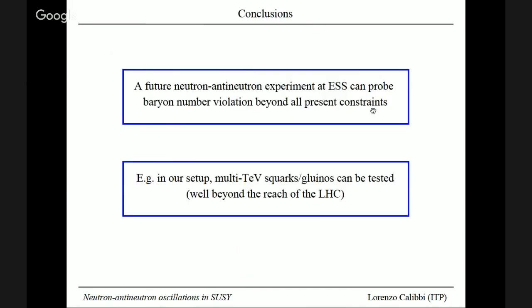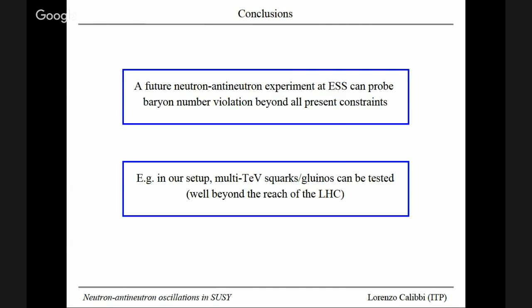Okay, this brings me to my conclusions. So I just showed you that this future neutron anti-neutron experiment proposed at the ESS has indeed the capability of probing baryon number violation beyond the present constraints. So we worked in a specific setup where, as you can see, different information from different physical processes are required to assess the sensitivity of the experiments.